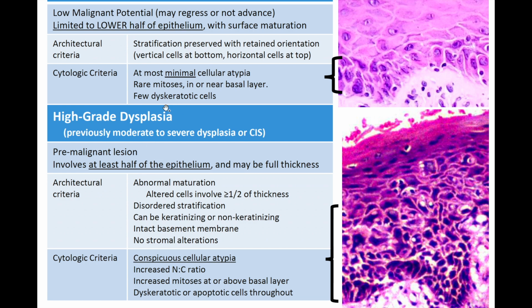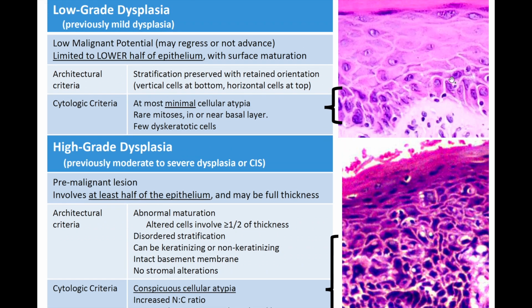However, in high-grade dysplasia, previously moderate to severe dysplasia or CIS, this is a pre-malignant lesion, and it involves at least half of the epithelium, and it may be full thickness. There's architectural criteria. You'll have abnormal maturation, altered cells involving greater than or equal to half of the thickness, disordered stratification. It can be keratinizing or non-keratinizing. And for cytologic criteria, there's conspicuous cellular atypia with increased N:C ratio, increased mitoses, and dyskeratotic or apoptotic cells throughout.